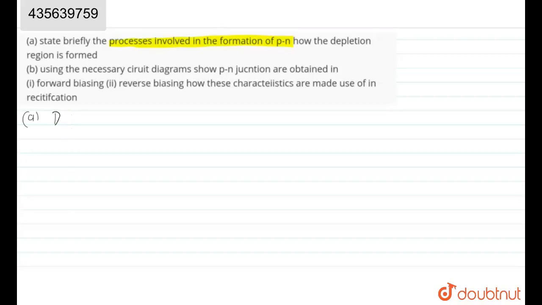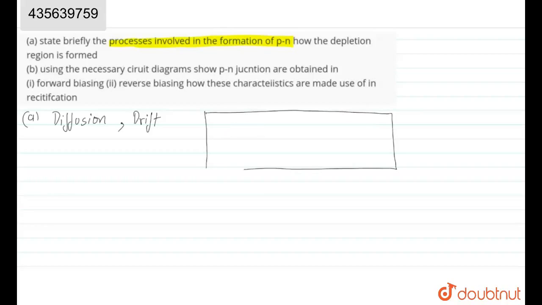First is diffusion and second is drift. Now we'll draw a diagram and understand these. So this is a PN junction, this is P, this is N. Here we will have holes in majority, here we will have electrons in majority.